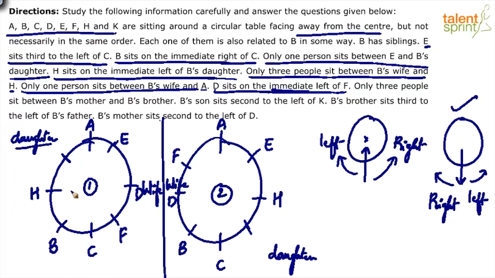Only one is missing. Who is that person? I think A, B, C is done. A, B, C, D is done. And E, F, H are done. So K is left out, right?